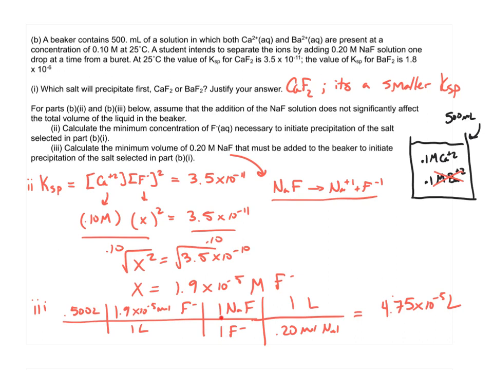So 1 mole of F- for every 1 mole of NaF, and then I finally use the concentration of the titrant, NaF, to figure out how many liters. And my final answer is 4.75 times 10 to the negative fifth liters.